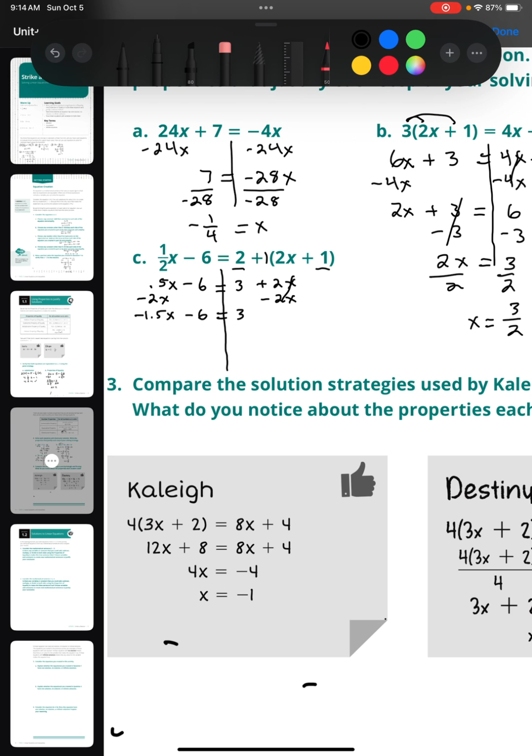And then I'm going to use the addition property to add 6 to both sides to cancel out the 6 on the left side. That gives me 9 on the right. And then last, I'm going to use the division property and divide by negative 1.5. And 9 divided by negative 1.5 will give you negative 6.